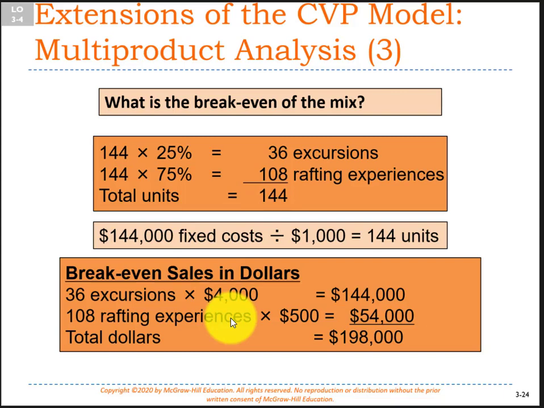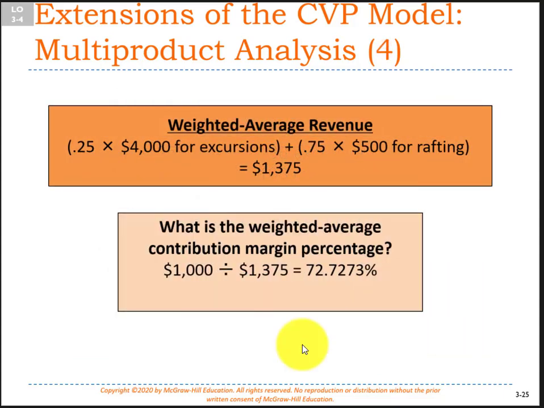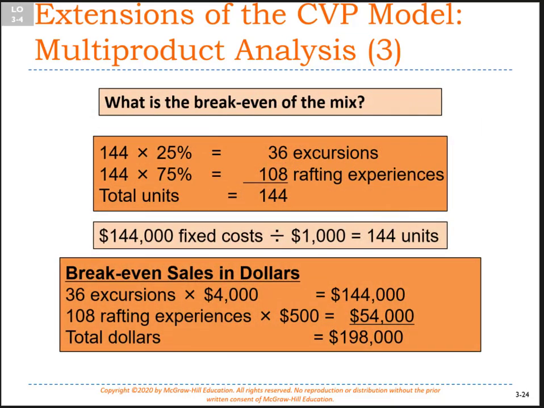If we need to know that in dollars, okay, we simply take 36 excursions times 4,000, 108 times 500. Remember, we're multiplying by sales now to get our total dollars, total revenue in dollars for our break-even.